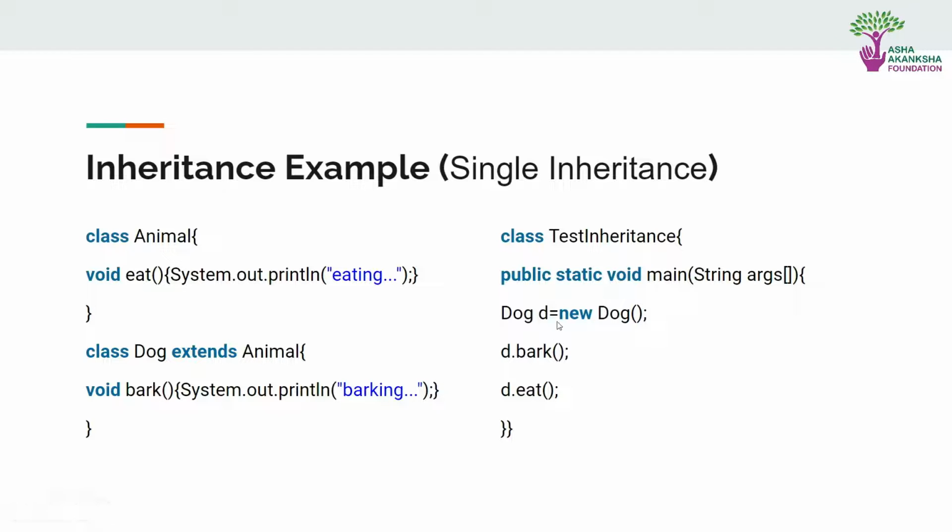Then this is the main class. What we can do is create an object for the class dog. Here it is d, and what d can do is not only call the bark function, but it can also call the eat function. So when doing d.eat, it will print out eating, because dog is inheriting from animal, so it can access the methods declared in the class animal itself.